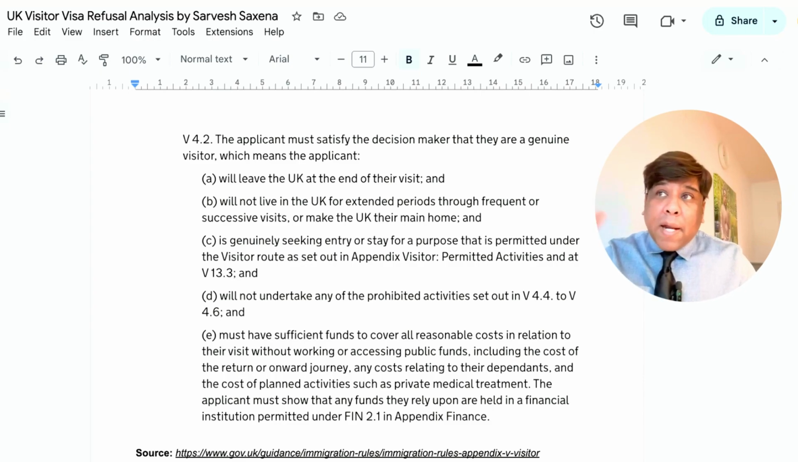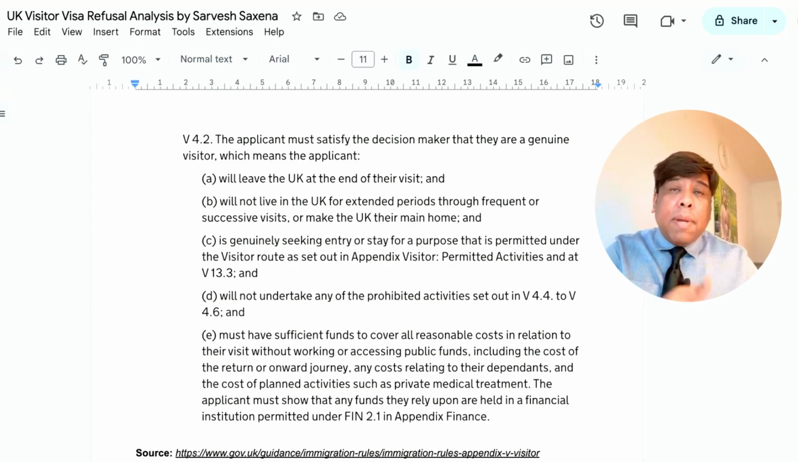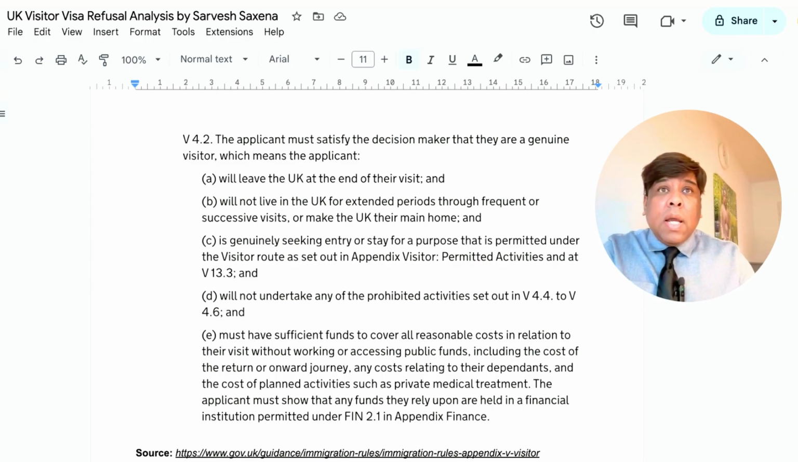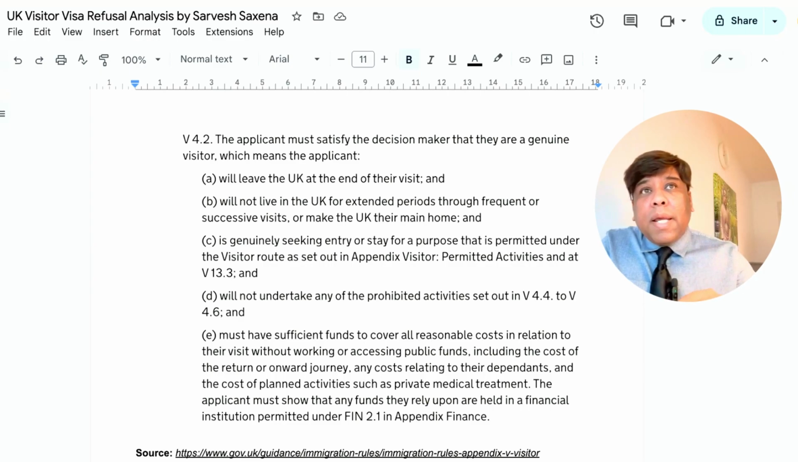Just because you went back from the UK to India or wherever you are coming from doesn't mean that you're a genuine visitor. They expect that you came for say 10 days, 15 days, a month, 2 months, then you returned, and then you came back again for 2 weeks or 3 weeks. And if you're a frequent visitor, that's okay, but the problem is the words extended periods. So you cannot come like, say, in 2 years you came 4 times, and on each and every visit you stayed for 5 months or 4 months each time.